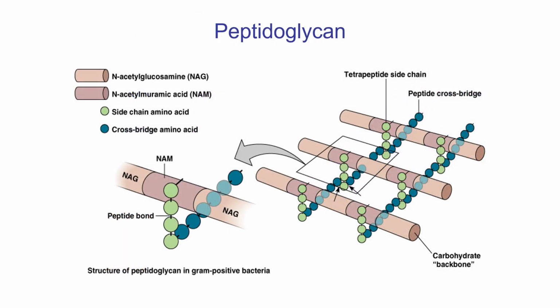Here's another representation of the same thing. So we have cylinders that represent the chains of sugars, and then running at right angles to that, we have chains of amino acids that are holding those chains of sugars together. So it's kind of like a web of material.